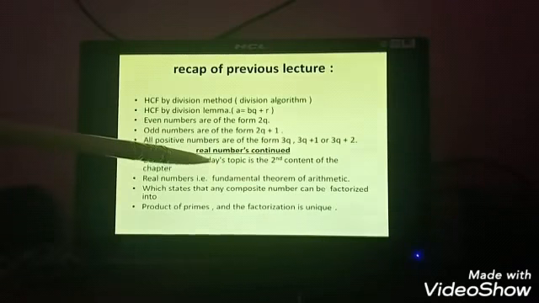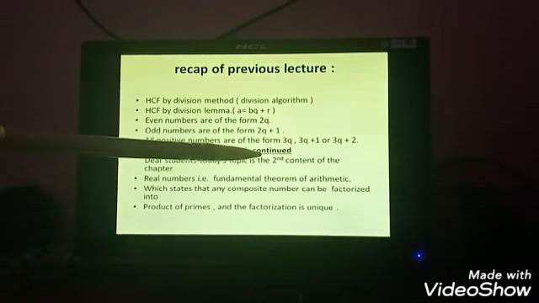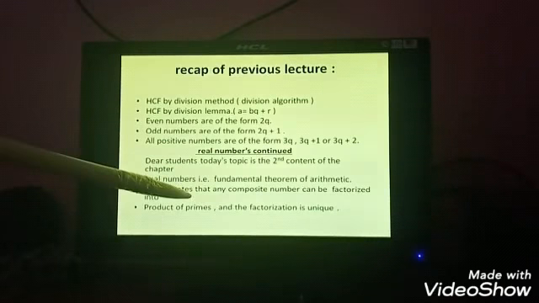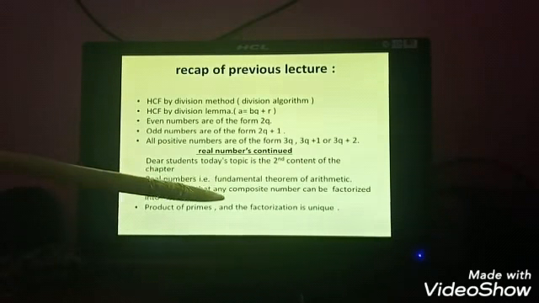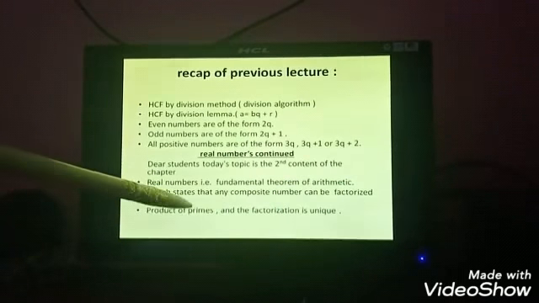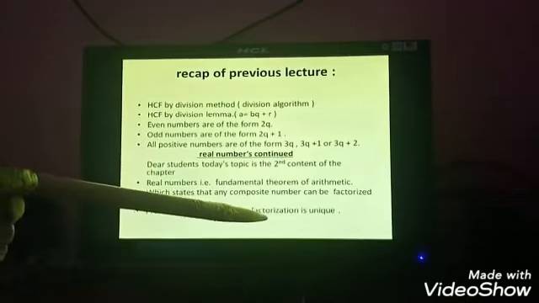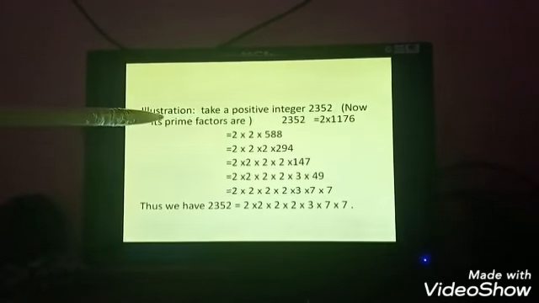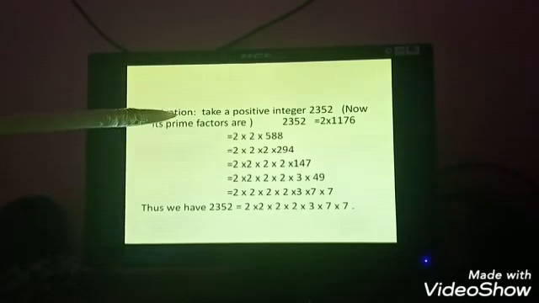Now today let us continue with real numbers. It contains the fundamental theorem of arithmetic, which states that any composite number can be factorized into a product of primes, and the factorization is unique. Here is an example to illustrate it.